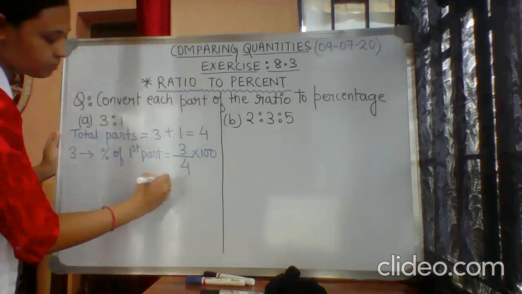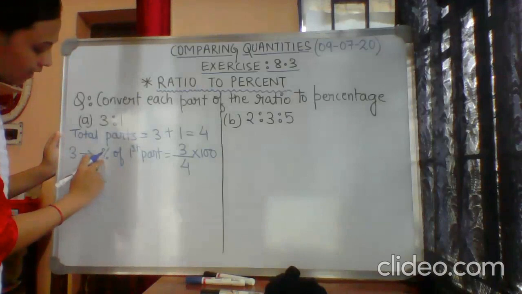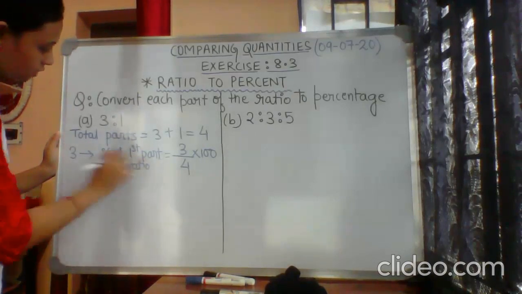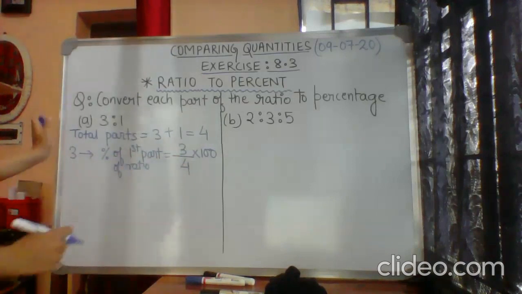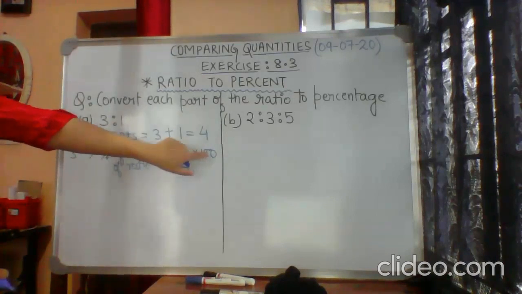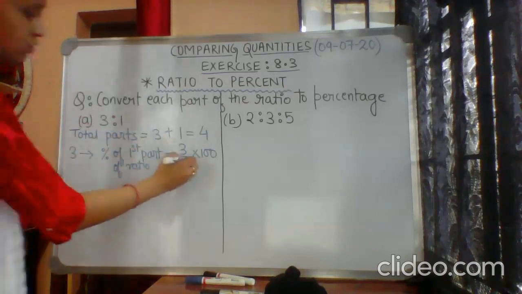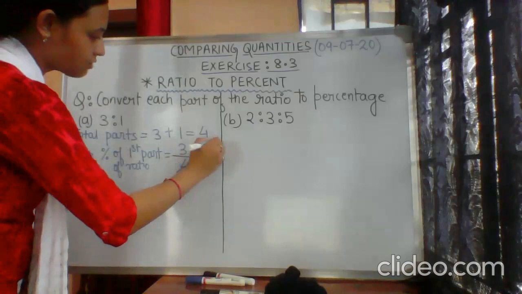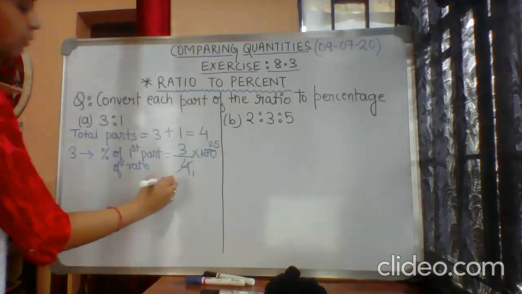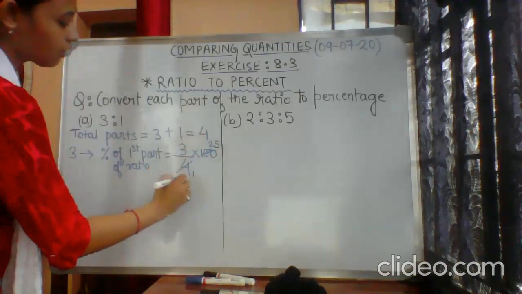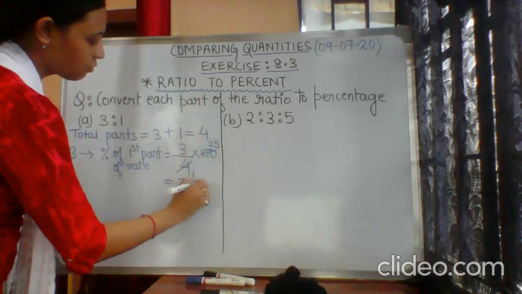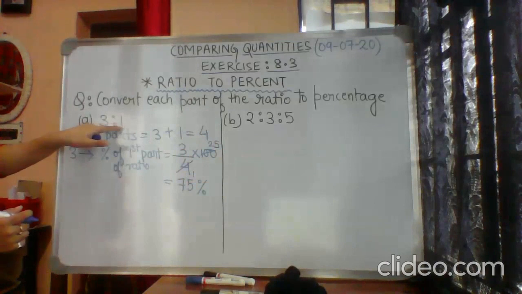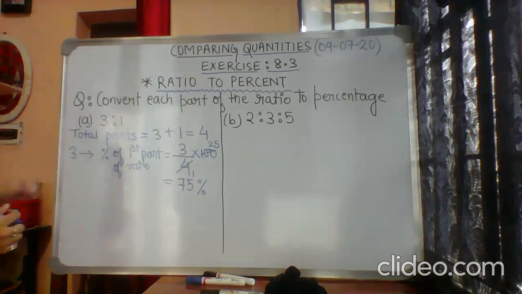Okay. So you can here write percentage of first part of ratio, that is 3. So 3 by total number of parts, that is 4, into 100. So you can cancel over here. 4 ones are 4. 4 25s are 100. Now you can multiply 3 into 25, how much? 75 percentage.